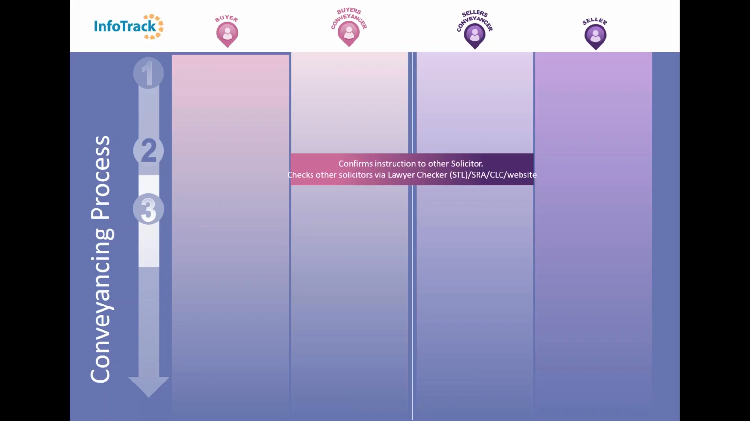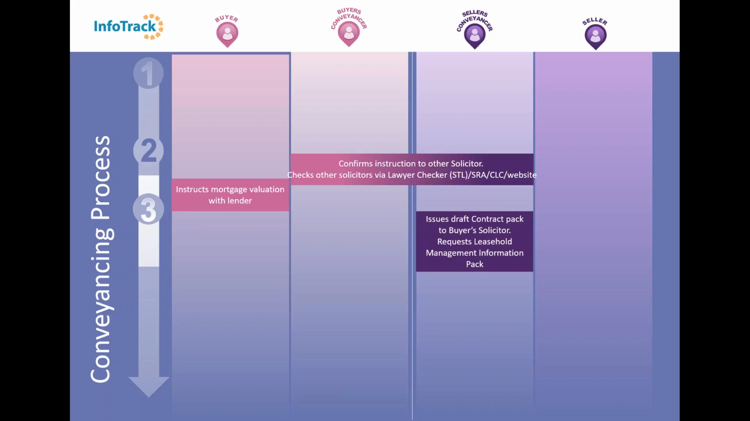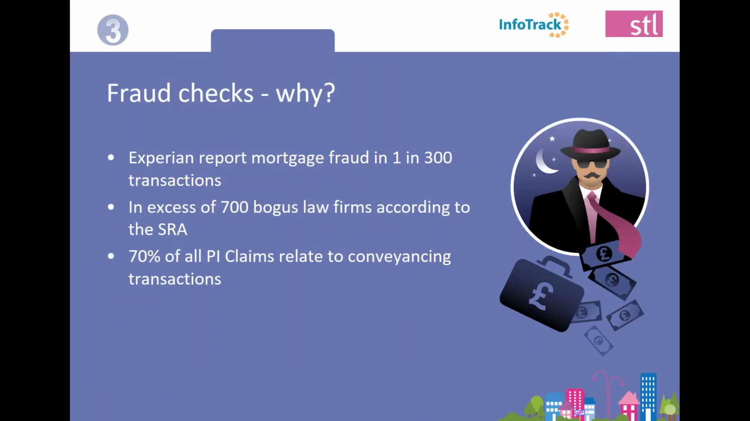So the conveyancers are then confirming instructions to each other's solicitor. Now at this point it's important that the conveyancers know that the conveyancer on the other side is genuine, and something that they might need to do is a lawyer checker. So we'll have a look at that in a moment. At the same time, the buyer is instructing a mortgage valuation with the lender if there's a lender involved. The seller's conveyancer is issuing the draft contract pack, which is then received by the buyer's conveyancer.